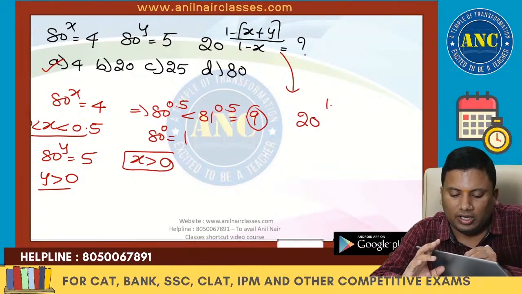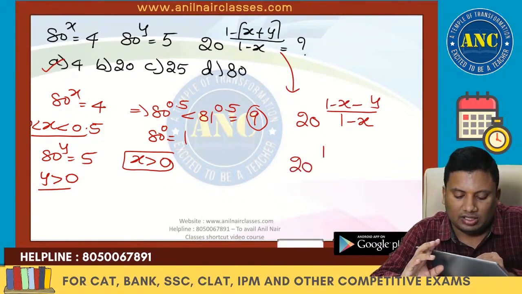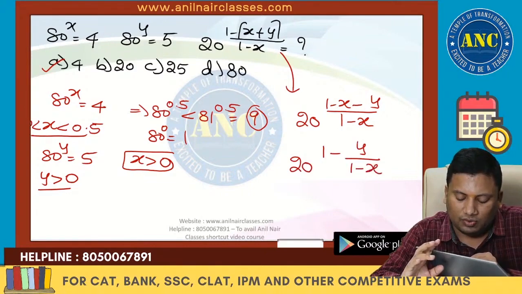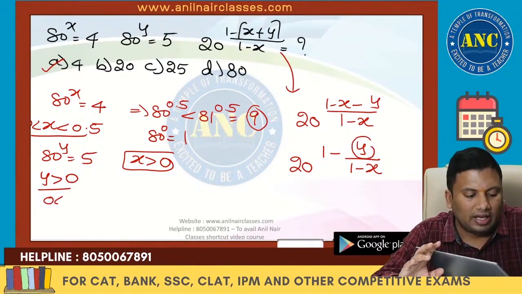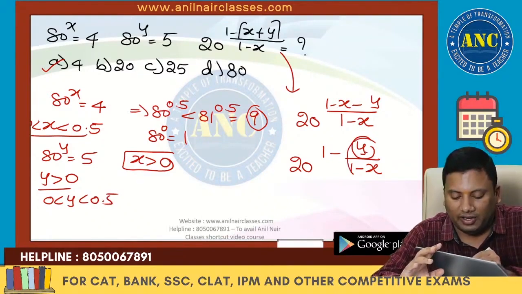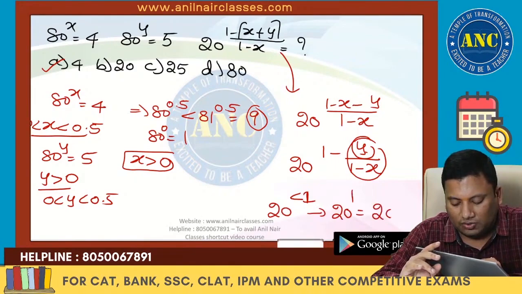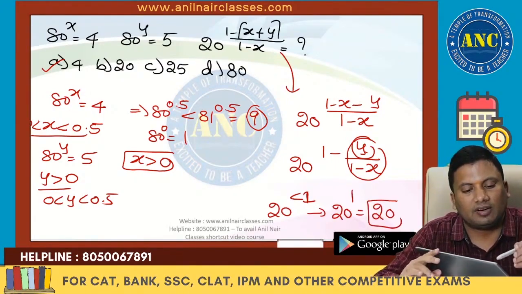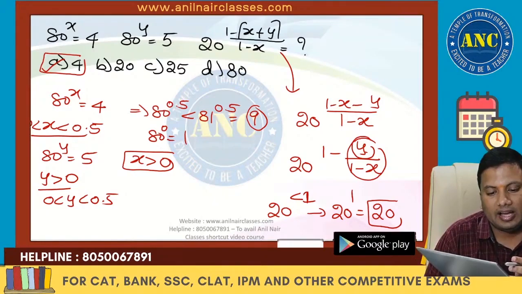These are nothing but 20 power (1 minus x minus y) by (1 minus x), which is 20 power (1 minus y) by (1 minus x). This is greater than 0. If y is also lying from 0 to 0.5, then 1 minus something positive gives an answer less than 1. 20 power 1 is 20, so 20 power less than 1 will be less than 20. Stupid answer options he gave. So the answer is 4, just by looking at the question itself.